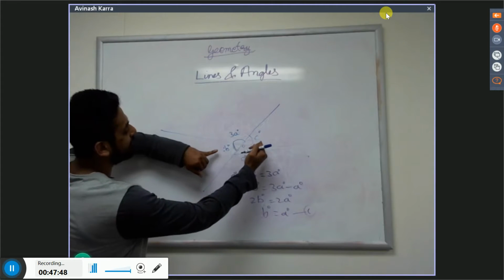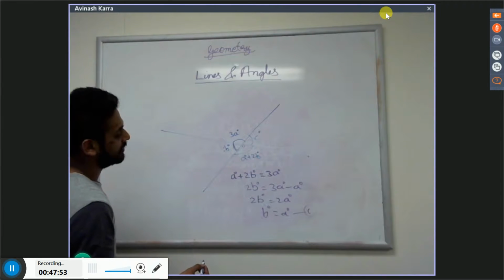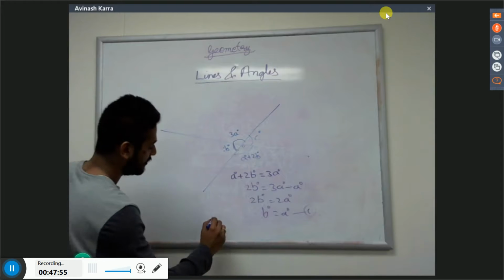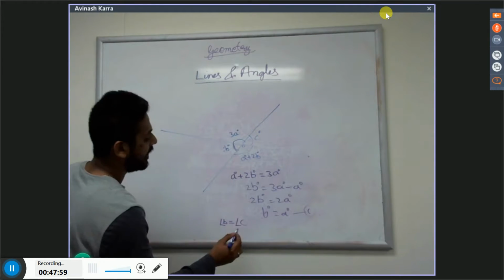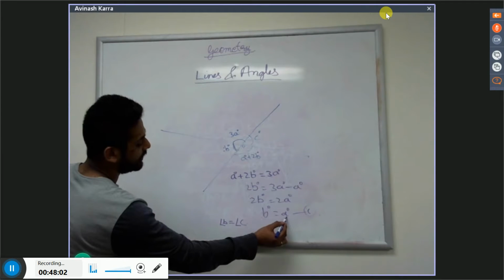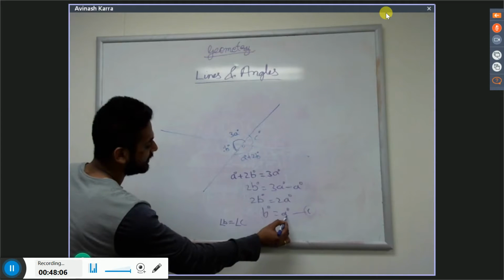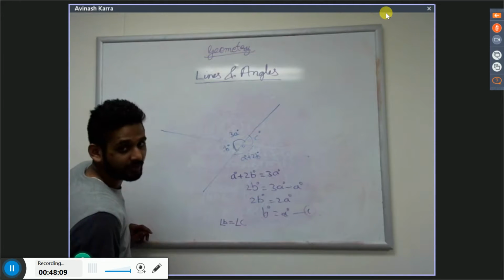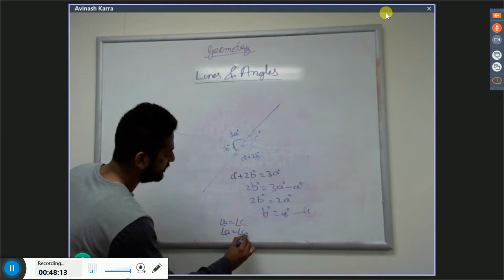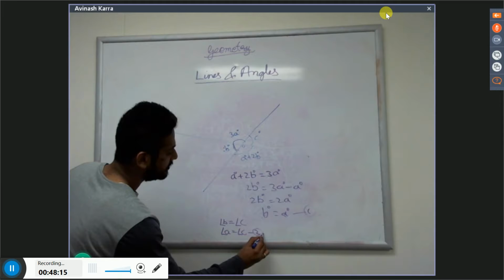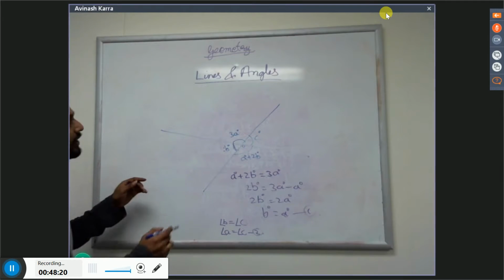What equation can we get from this? Angle B is equal to angle C, right? Angle B equal to angle C. And what we got here, B is equal to A. So when I substitute instead of B, can I substitute angle A? Yeah. So angle A is equal to angle C. This is also one more equation, right?